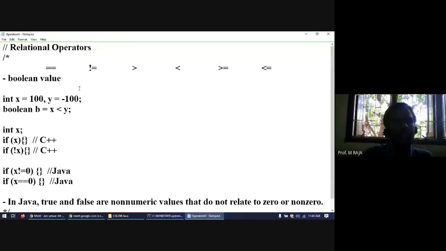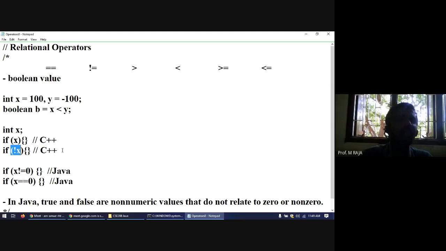But when you use these operators, not equal to and equal to operators, this is different in Java. In Java, there is no such concept, from C and C++, of non-zero values being taken as true and other values taken as false. That will not hold in Java. For example, in C and C++, these lines of code are okay. Int x, if x, then some block of statements. If not x, some block of statements.